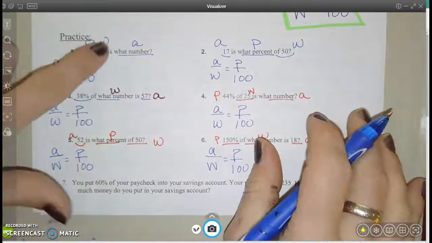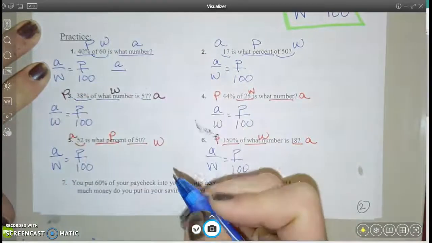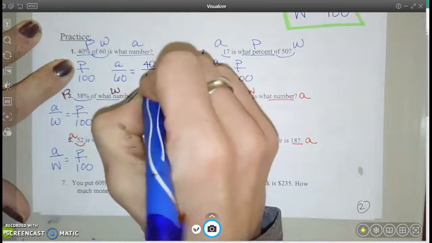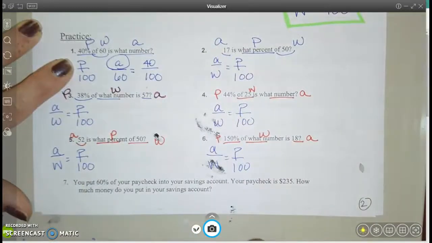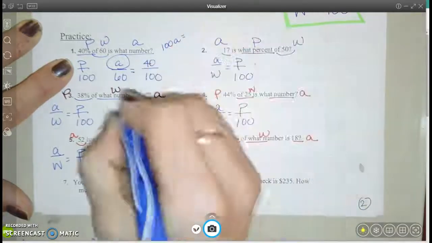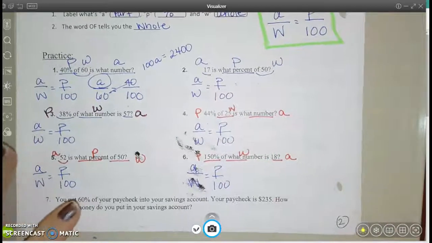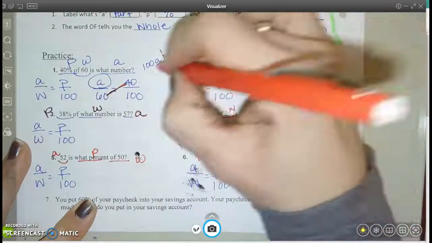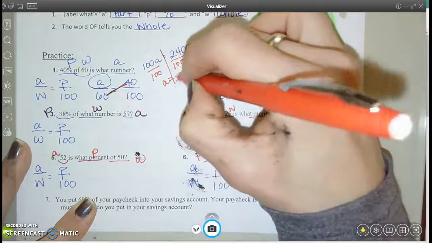Now that I know what everything is, I'm going to put it where it goes. A over W. So A, I don't know, I'm going to leave it in A over W. P is 40% over 100. And here I have a proportion, and I just cross multiply it and solve for the missing one. If you need a review of cross multiplying, this is going to be 100A equals... I'm making a mess on my paper. Good thing we're almost done. So I cross multiply: 100A equals 2,400. Divide by 100 on both sides, and I get A equals 24.